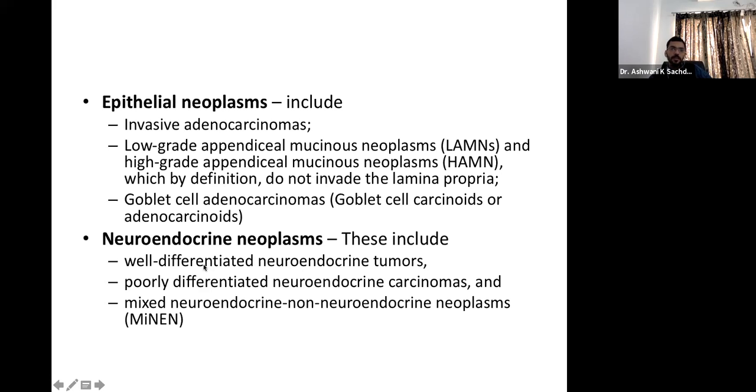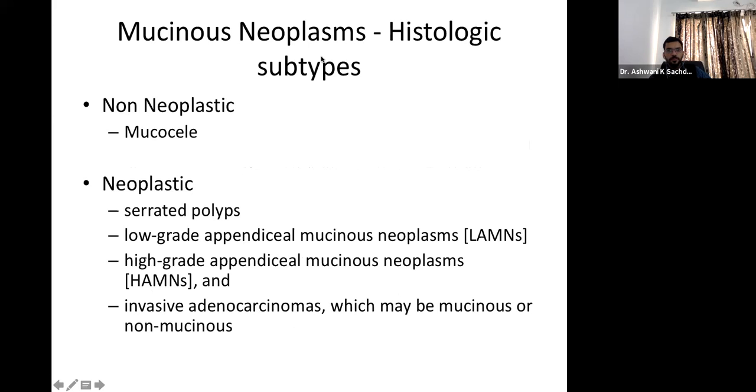Neuroendocrine neoplasms include well differentiated neuroendocrine tumors, poorly differentiated neuroendocrine tumors, and mixed non-neuroendocrine and neuroendocrine neoplasms. Mucinous neoplasms of the appendix are classified into non-neoplastic, which is mucocele, and neoplastic mucinous neoplasms, which are serrated polyps, low-grade appendiceal mucinous neoplasm, high-grade appendiceal mucinous neoplasm, and invasive adenocarcinoma, as we studied in epithelial tumors also.